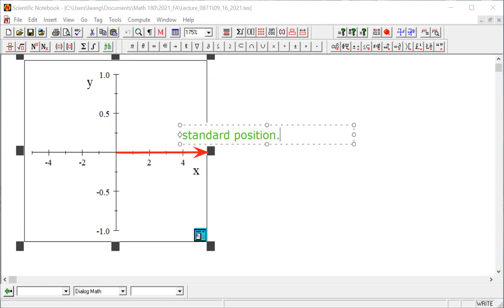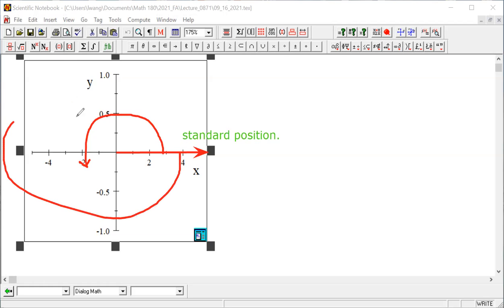However, with the standard position, I can measure my angles like this. I can also measure my angles like that. How do you tell the difference? Sometimes they may be the same size. And we have a way to tell.